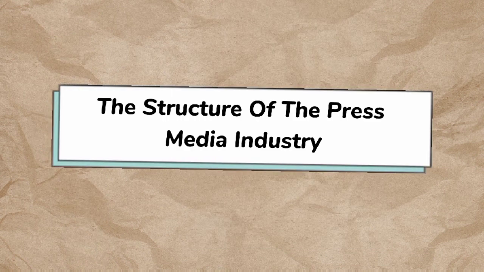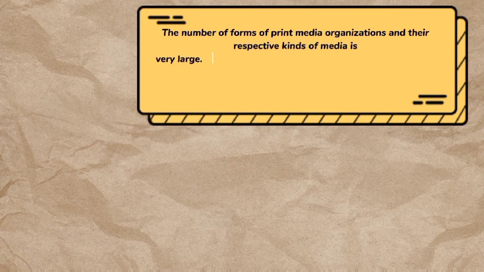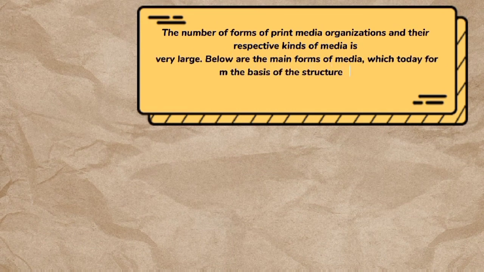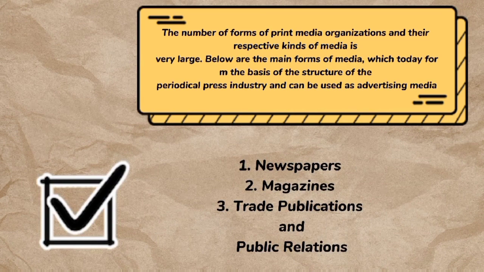The structure of the press media industry. The number of forms of print media organizations and their respective kinds of media is very large. Below are the main forms of media, which today form the basis of the structure of the periodical press industry and can be used as advertising media. 1. Newspapers. 2. Magazines. 3. Trade publications and public relations.